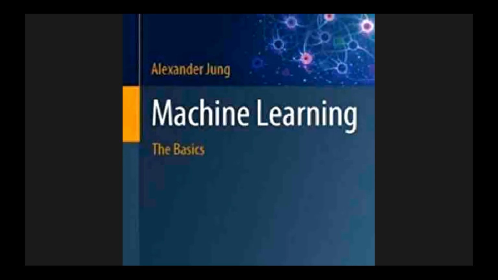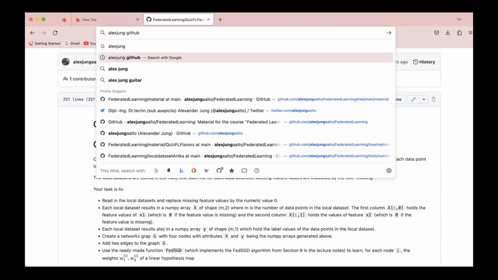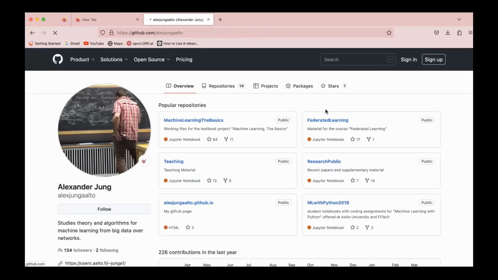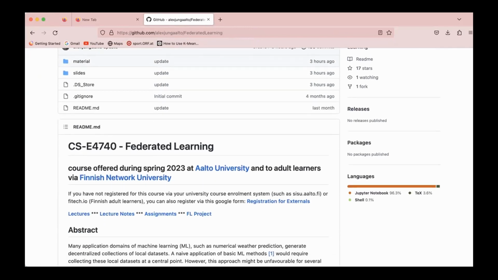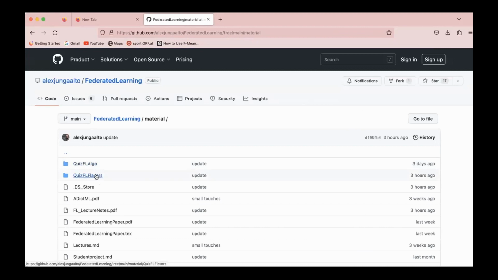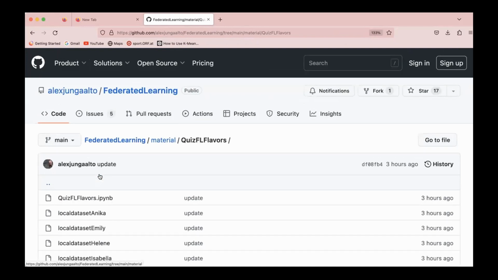So let me go again here. Let's see, Alex Young, GitHub. You find the links then also in the notebook, the precise address. I have put it here for quiz federated learning flavors. You find here 4 comma separated files, one for each of these data scientists, and they indicate the data scientist in the file name. So here's the local data set for the data scientist Annika.